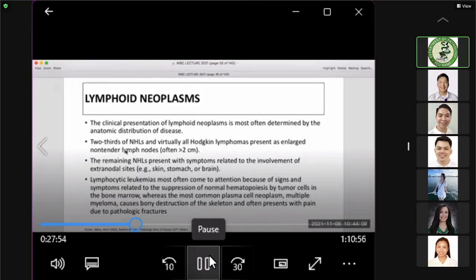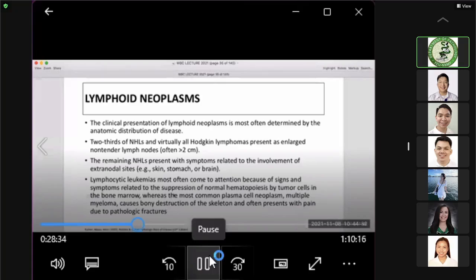So if the patient is able to palpate, or if you were able to palpate nodular lesions on areas wherein there are supposed to be lymph nodes and it is noted to be non-tender, then take note that this might be a malignant process. Mostly if you have multiple lymphadenopathies with large sizes. The remaining non-Hodgkin's lymphomas present with symptoms related to the involvement of extranodal sites. Kung nasa skin yan, nasa stomach or sa brain, then the signs and symptoms will be related to that particular area.